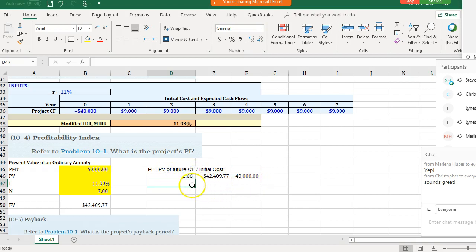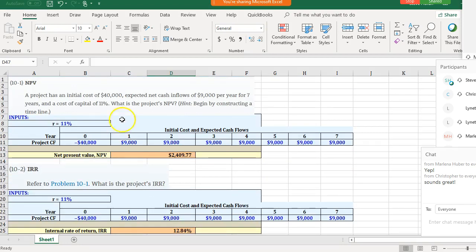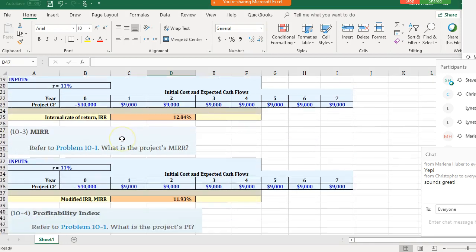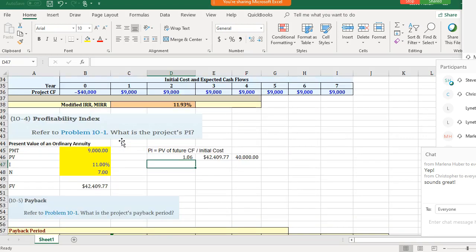So my PI is 1.06, which is my present value of future cash flows divided by initial cost. And again, the decision rule is if it's above 1, then I would be inclined to say yes. So it's above 1, not hugely above 1, of course, but it is above 1. And so I kind of want you to notice that so far the 4 methods we've looked at have all pointed towards yes, we should do this project.